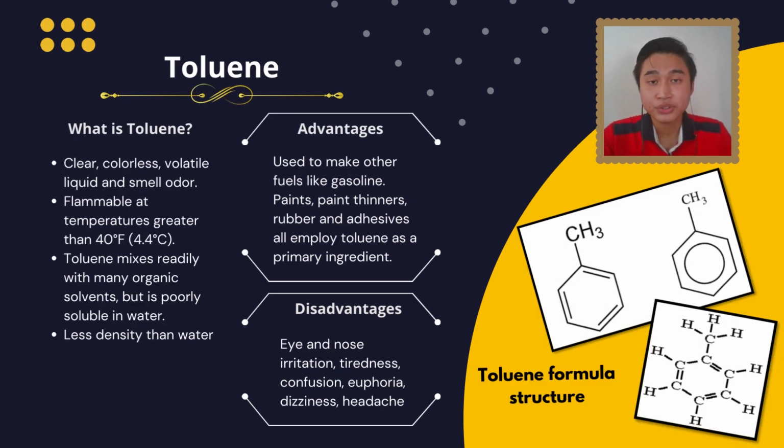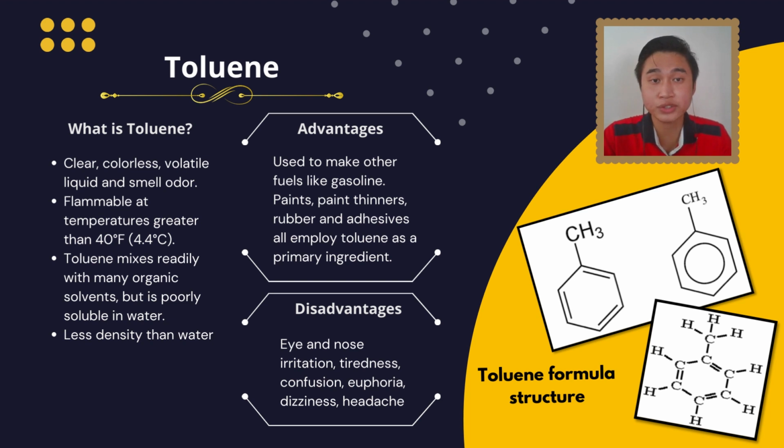Then is toluene. So what is toluene? Toluene is a clear, colorless, volatile liquid with a smell. It is flammable at temperatures greater than 40 degrees Fahrenheit. Toluene mixes with many organic solvents but is poorly soluble in water. Toluene is less dense than water and will float on the surface of water.